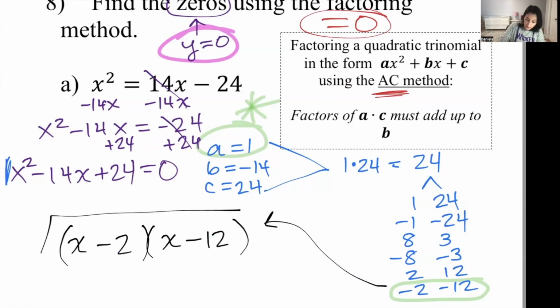We are done. Does it matter which one you put in which parentheses? No, because of the commutative property. So you could have done -12 and then -2. If you wanted to do a check and FOIL or use the distributive property and simplify, you would see that you do get back the original.